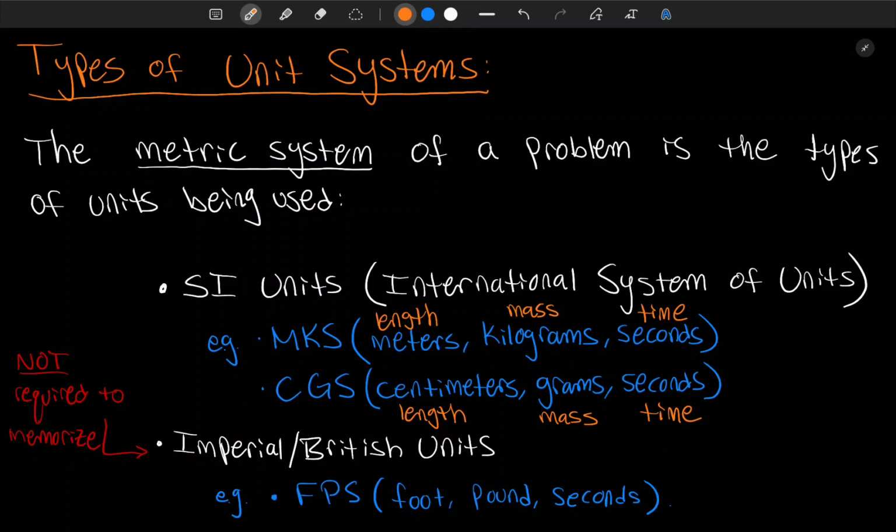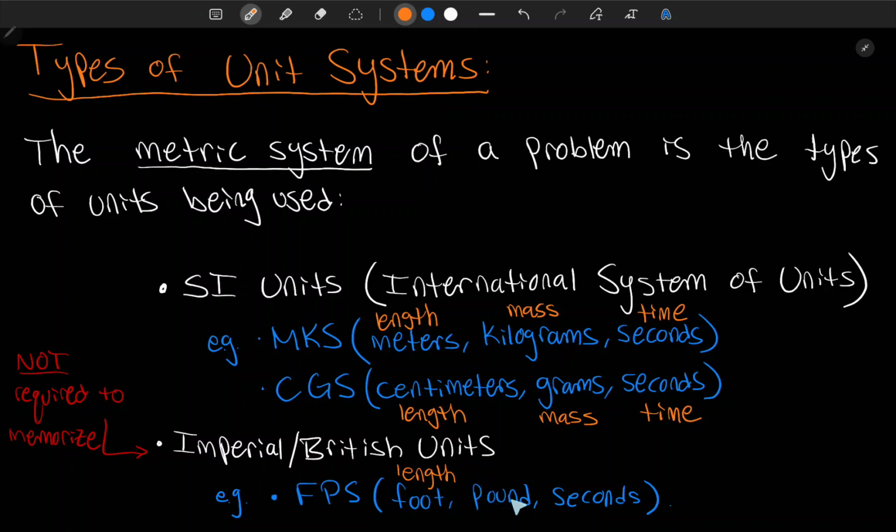Another metric system used, especially in the US, is called the imperial or the British unit system. An example of this is the FPS formulation. So for the length unit, we use feet or foot. So this is the unit of length. This is often the length of a ruler in the United States.